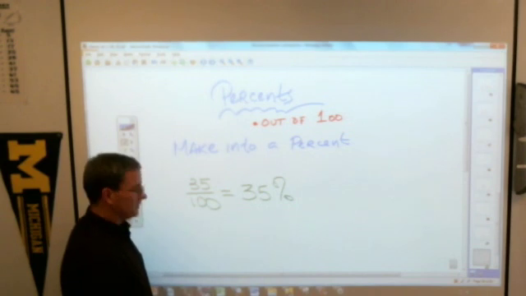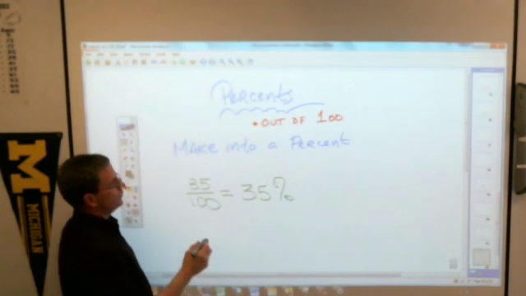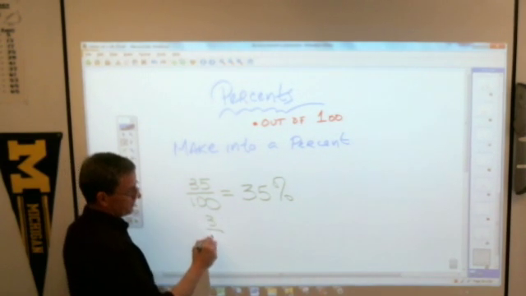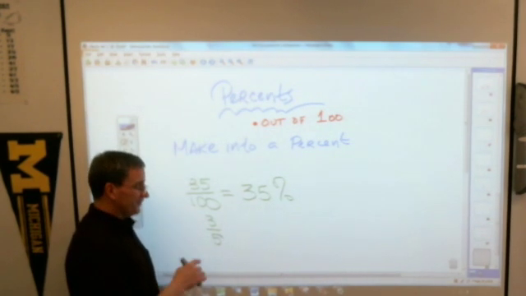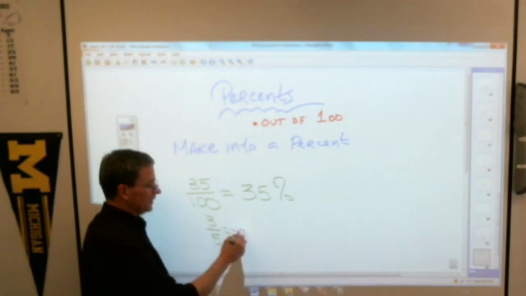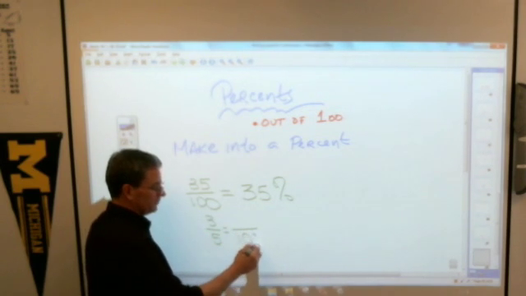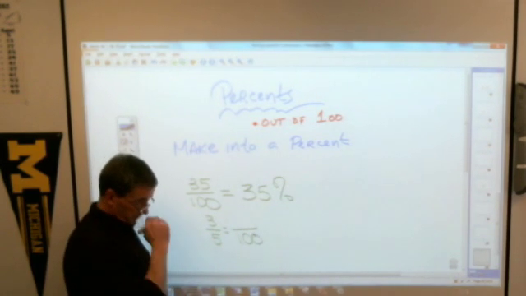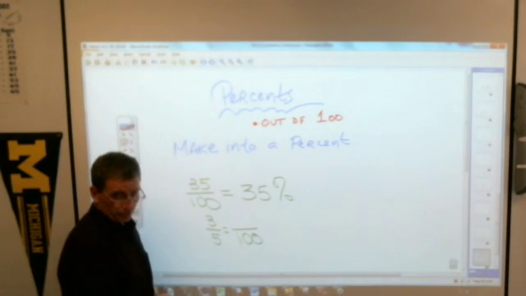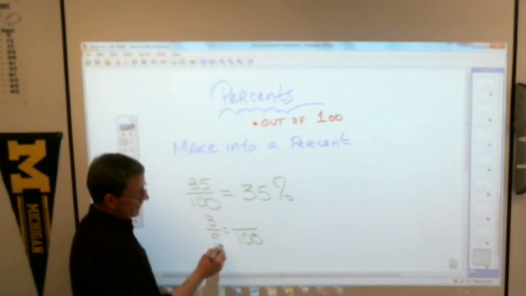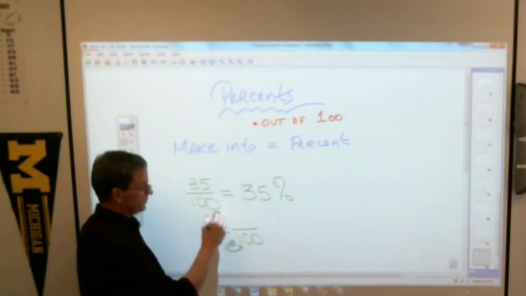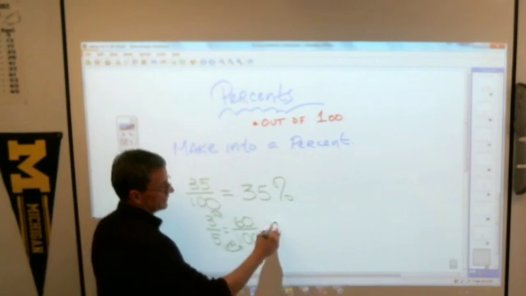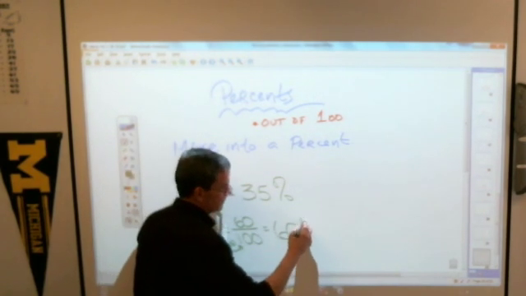Now, it's not always going to be that easy because what if they give you 3/5 as your fraction? Well, 3/5 is not out of 100, but you can make it out of 100. 3/5 equals what number over 100? Well, how do you go from 5 to 100? You multiply by 20, so you multiply the top by 20, and you get 60, so it is 60%.